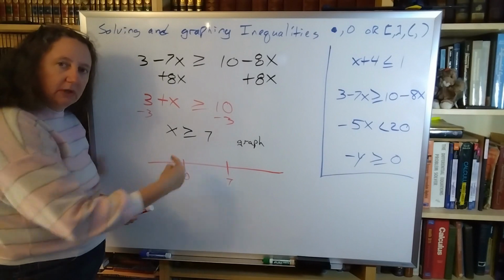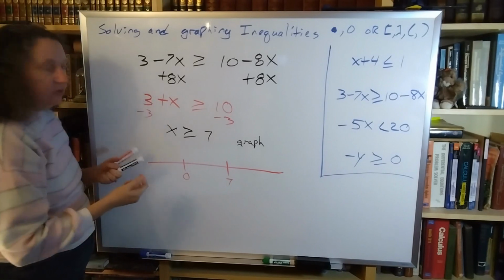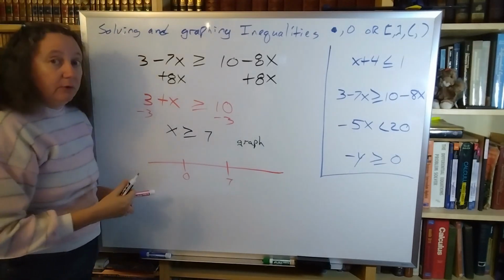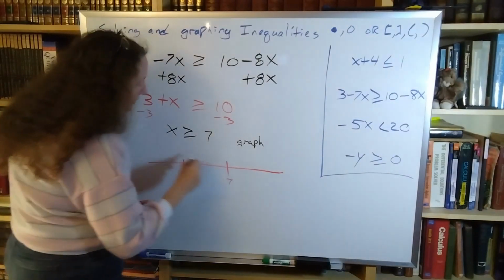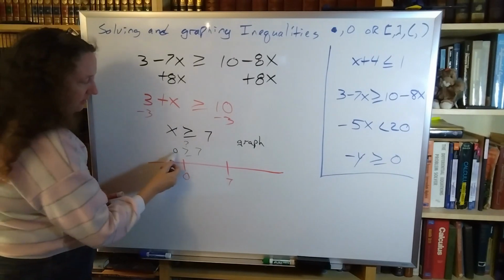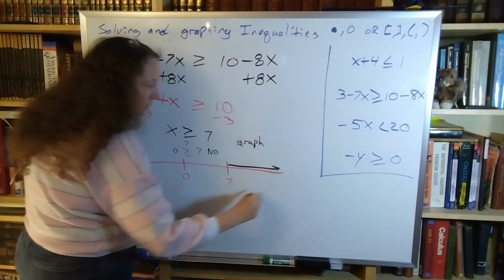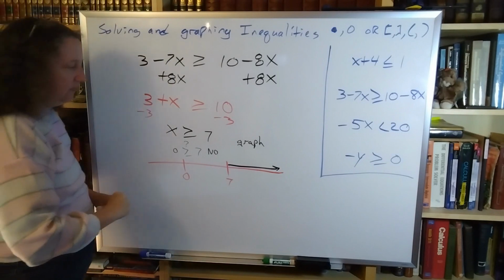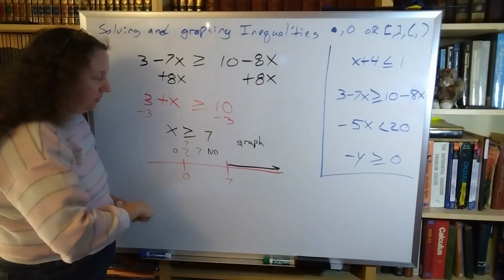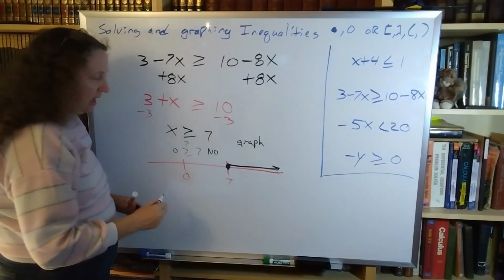I need to figure out, do I go to the left or do I go to the right? So I have to compare this to something. Some of you can do this in your head without any problem. Good. Others need to actually compare it to something. So I'm asking myself, 0, is that greater than or equal to 7? 0 is not greater than 7, so I'm going to go away from 0. Next thing I need to figure out is, with my circles, do I want it open or closed? My dots, it has the equal to part on it, so it's going to be a closed dot.